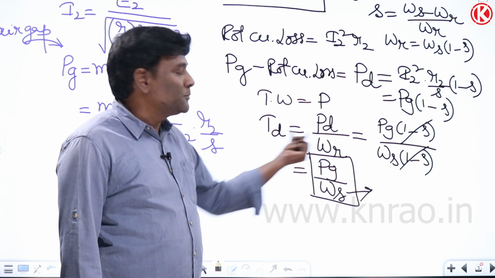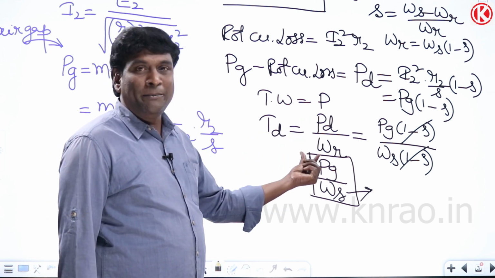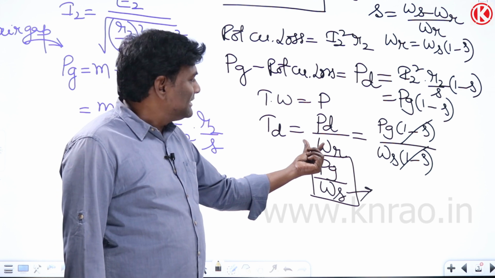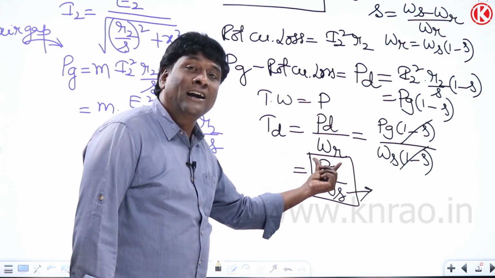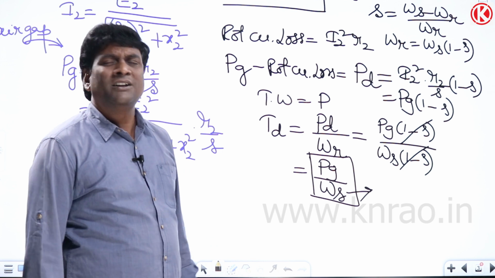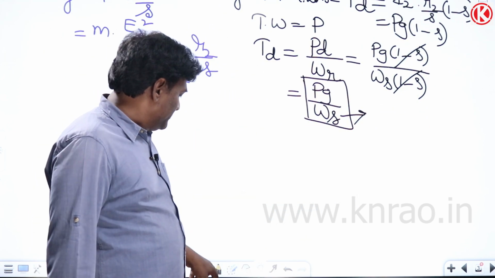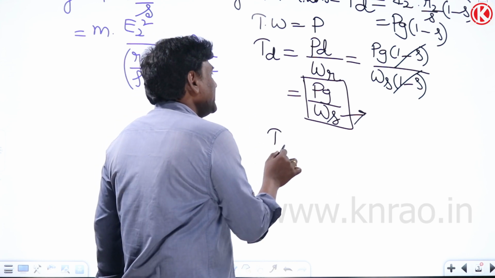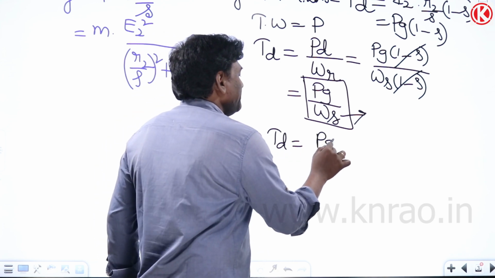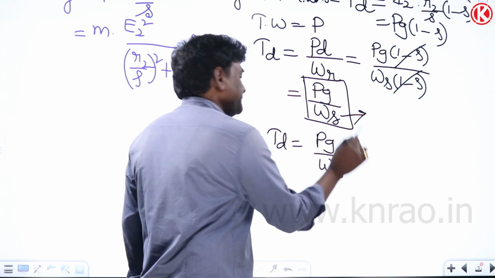But if you think of this particular equation, TD equal to PD by omega R, then PD by omega R should be maximum, which is difficult and lengthy to calculate. So for developed torque, we are fixing this equation: TD is going to be PG by omega S.